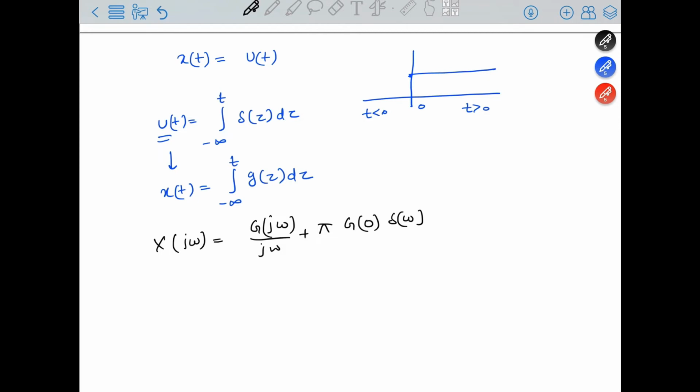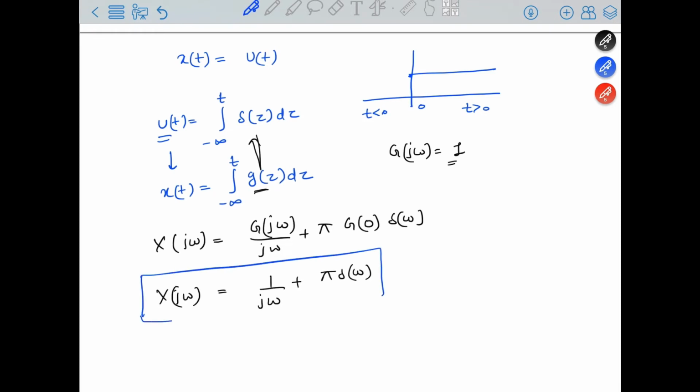So what is G(jω)? Here our g function is the impulse function. So we all know that G(jω) will be 1 for all frequencies. So the Fourier transform of the delta function is equal to 1, that is, every frequency is contributing equally. So now replace all the values, and we'll get 1 over jω plus π δ(ω). So this is the Fourier transform of the unit step signal, and that is calculated using the property of integration.